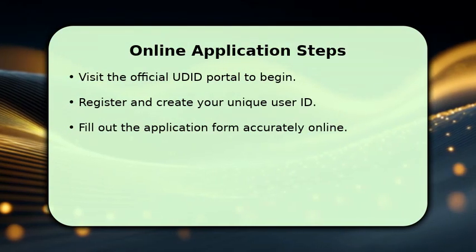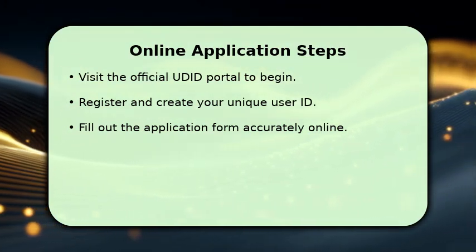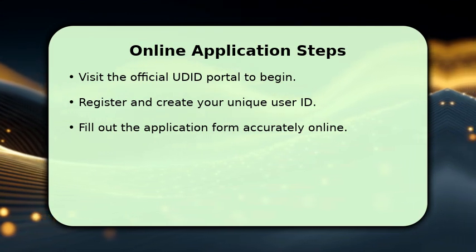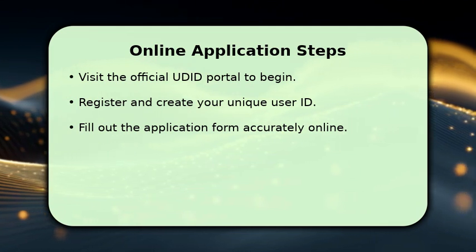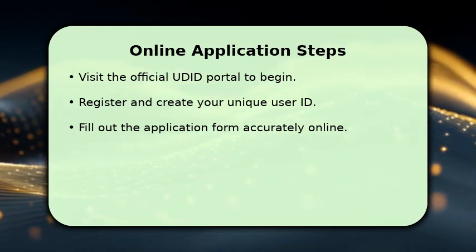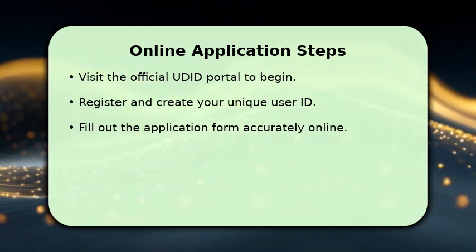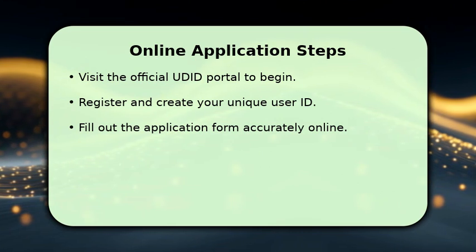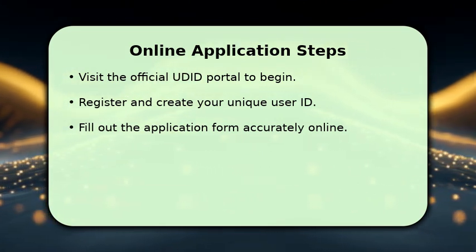The online application process is straightforward. Start by visiting the official Udid portal. You'll need to register and create a unique user ID and password. Then, carefully fill out the application form with your personal, disability, and other relevant details. Finally, upload scanned copies of all your required documents before submitting your application.